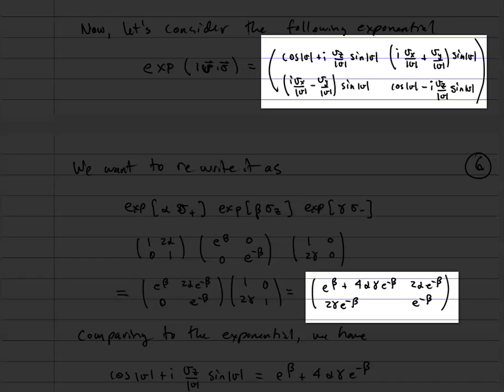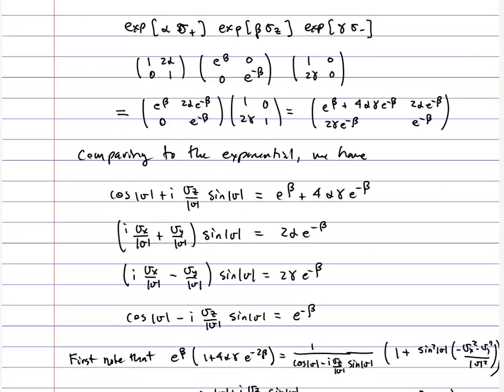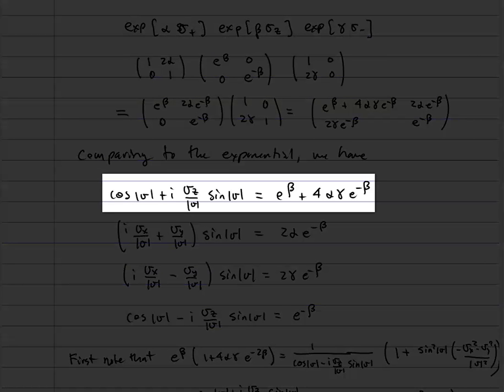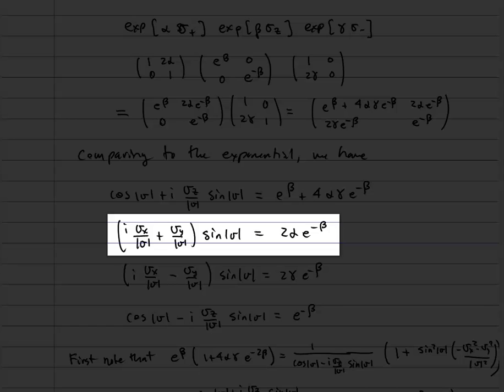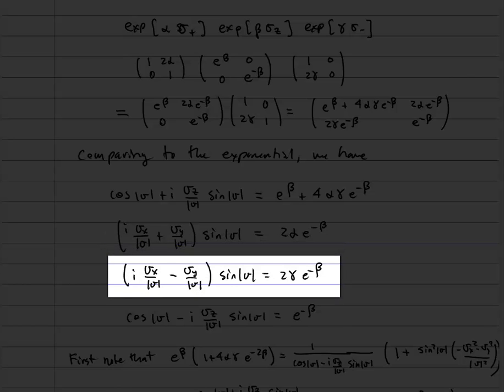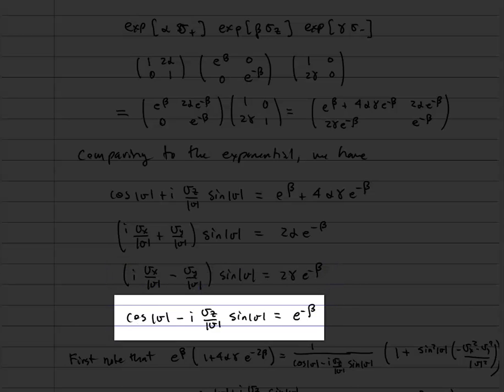Now I'm going to show you what the results are by equating the top term. You're going to get cosine v plus i vz over v sine v equals e to the beta plus 4 alpha gamma e to the minus beta. Looking at the upper diagonal, i vx over v plus vy over v sine v is equal to 2 alpha e to the minus beta. You're going to find that i vx over v minus vy over v sine v is equal to 2 gamma e to the minus beta. And looking at the lower diagonal, you get cosine v minus i vz over v sine v is equal to e to the minus beta.